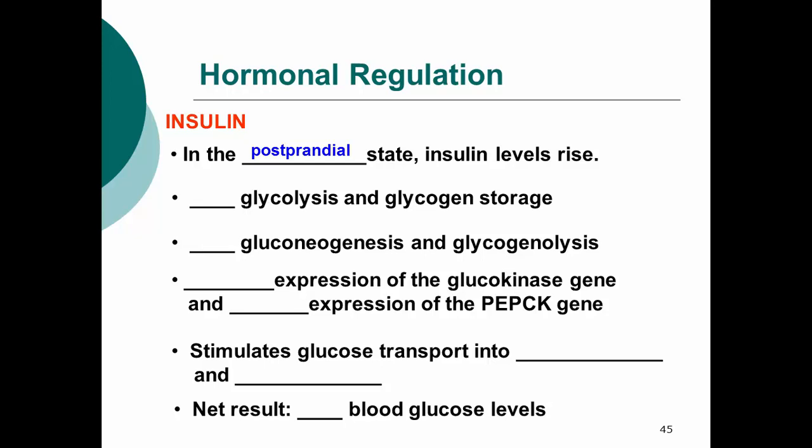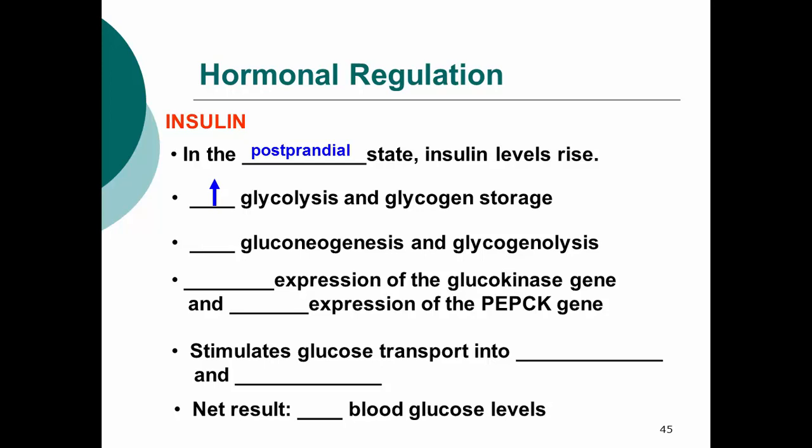And how about glycolysis and the glycogen storage activities? How does insulin regulate glycolysis and glycogen storage? Increase or decrease? Increase, right? So insulin increases glycolysis to allow more glucose from the diet to be metabolized, and also wants to store the glucose in the form of glycogen in the liver during the fed condition.